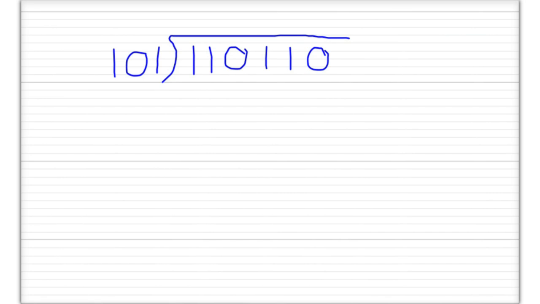So obviously 1 is not going to be greater than or equal to 1 0 1, and obviously 1 1 is not going to be greater than or equal to 1 0 1. So what we need to do is now ask, is 1 1 0 greater than or equal to 1 0 1? It is. 1 1 0 is greater than 1 0 1. All right, it's a bigger number.